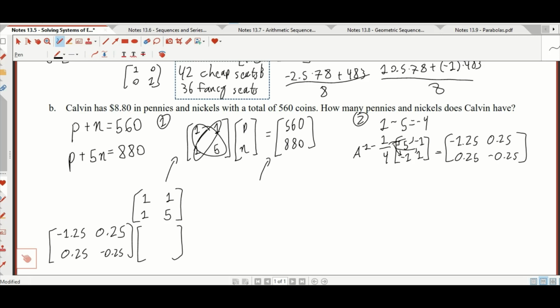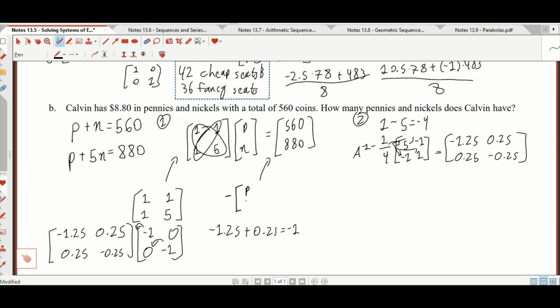So 1 times negative 1.25 is negative 1.25, plus 1 times 0.25 is 0.25, which is negative 1. Then we're going to get, and I know what you're thinking, don't worry, it's okay, negative 1.25 plus 1.25, I can tell you right now that's going to be 0. 0.25 plus negative 0.25 is 0. 0.25 plus negative 1.25 is negative 1. So it looks like that didn't work out because we got the negative identity matrix, which we're going to deal with by factoring out that negative 1. So now it looks like this.